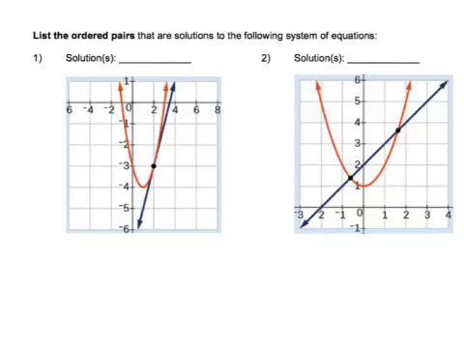Found by intersection points. In this first one, we have one intersection point, so we're going to have one solution. That ordered pair is (2, -3). Number 1 is done.